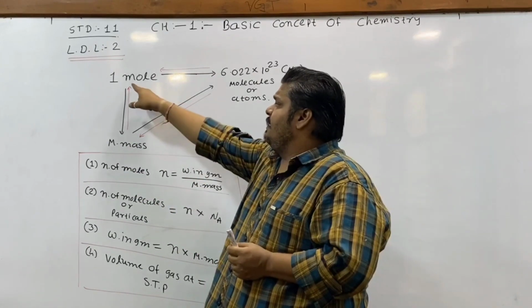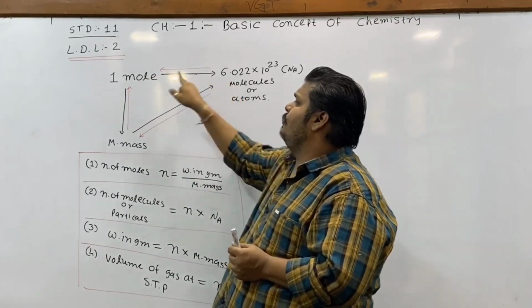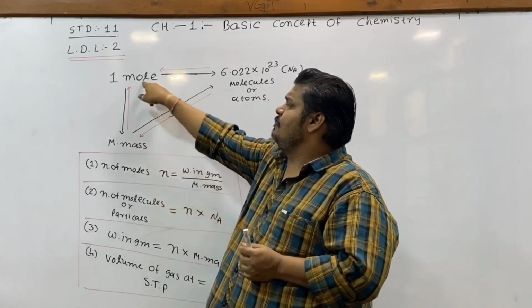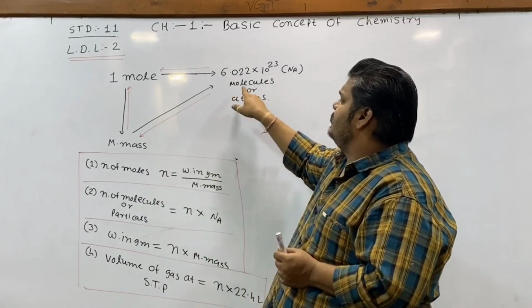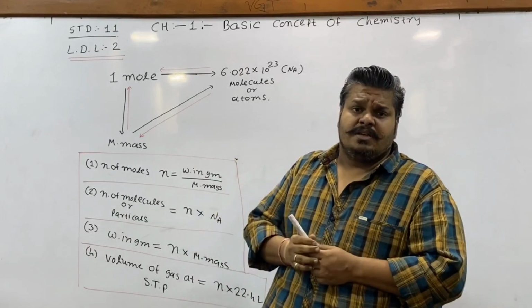We also know that these relations are called vice versa relation. That means mole to molecules and molecules to mole conversion is possible. Mole to molar mass and molar mass to mole also possible. Molar mass can be converted to number of molecules and number of molecules of atom can be converted to the molar mass of a substance.